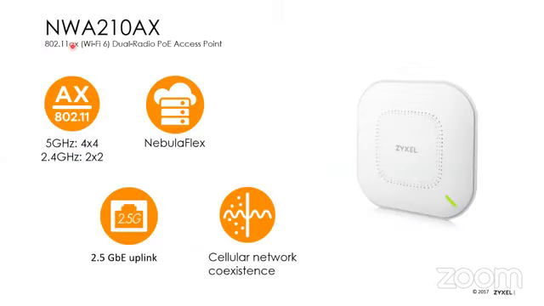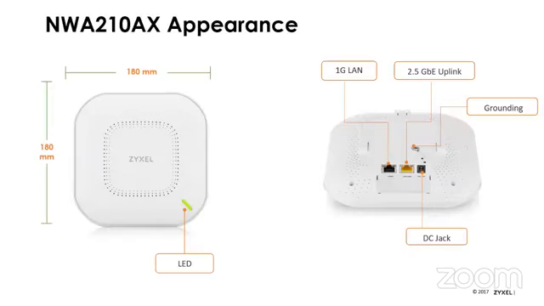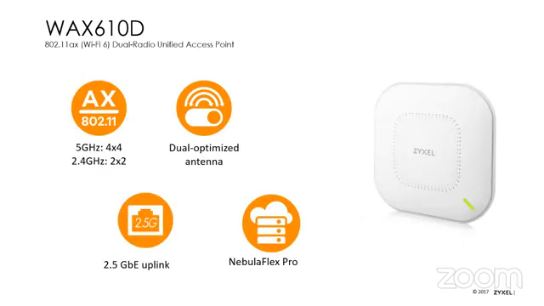So now, before we talked about an NWA 110AX, this is the NWA 210AX. It's still Nebula Flex, but we've boosted performance on the 5 gigahertz radio. The 5 gigahertz radio is a 4x4. The 2.4 is still 2x2, so you're doubling speed on the 5 gigahertz radio over the NWA 110AX. We've got a 2.5 gig uplink port versus a 1 gig uplink port on the other one. Otherwise, similar design, similar internals as far as all the stuff we talked about with the shielding and the heat spreaders and all of that.